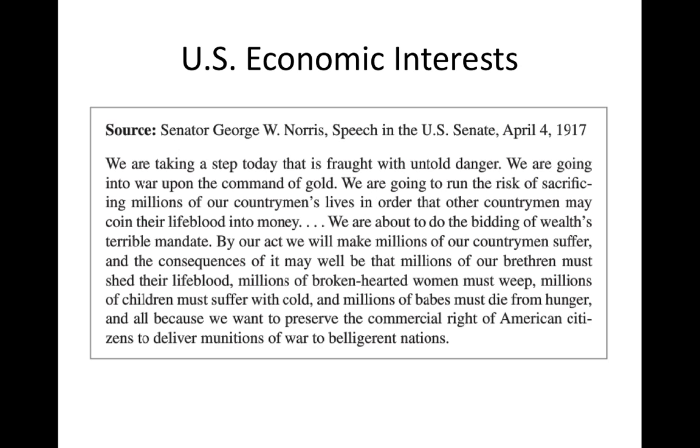By our act, this act of Congress declaring war, we will make millions of our countrymen suffer, and the consequences may well be that millions of our brethren must shed their lifeblood. Millions of broken-hearted women must weep, millions of children must suffer with cold, and millions of babes must die from hunger, and all because we want to preserve the commercial right of American citizens to deliver munitions of war to belligerent nations. Meaning, all we want to do is continue to trade with Britain and France, especially weapons, so that American businesses can make a lot of money.